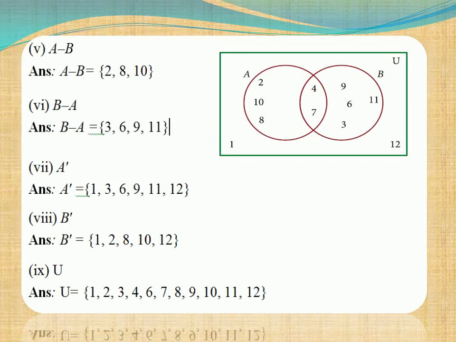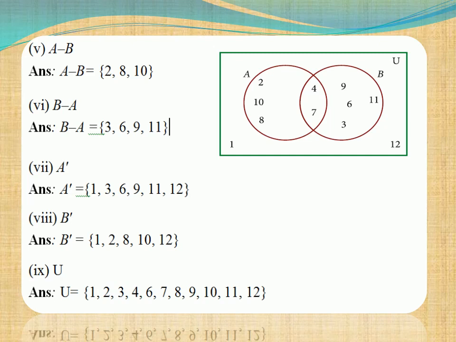Fifth subdivision, A minus B. What is meant by A minus B? I told you we are subtracting B from A. So you just hide your B set with your hands. The remaining elements from A are 2, 8, 10. Okay. Next, B minus A, sixth subdivision. Now you just hide your A set with your hands. The remaining elements from B are 3, 6, 9, 11. These are the elements of B minus A. Now A dash. What is meant by A dash?